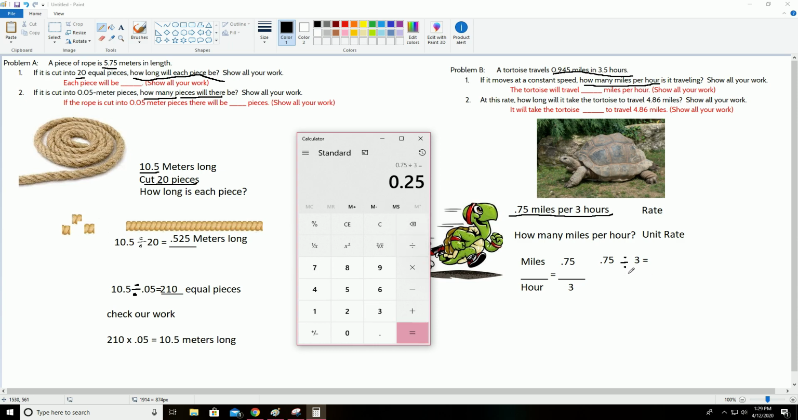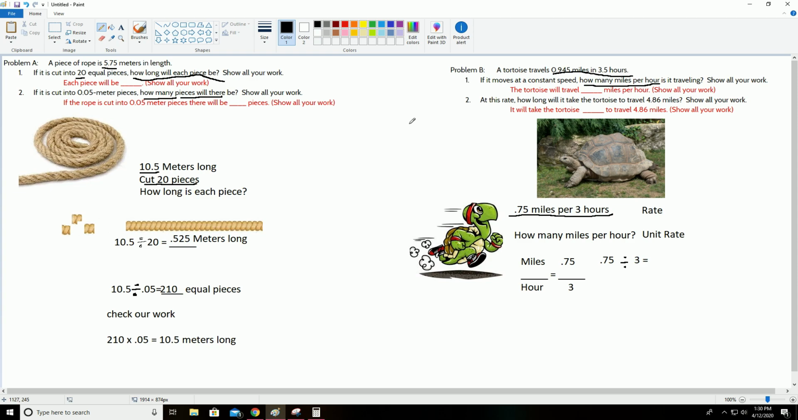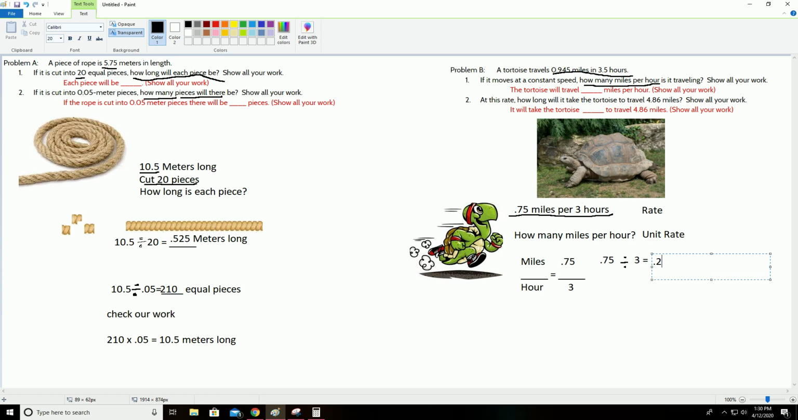So this is telling me per hour. Remember, this is miles. This is hours. Miles, hours. So here's what we found out. The tortoise in our example problem moved 0.25 or 25 hundredths miles per hour. Okay, you could also say a quarter mile per hour, because I need 4 quarters to make a dollar or 4 quarter miles to make one whole. So 25 plus 25 plus 25 plus 25 would be 1 mile. So that's why I'm saying a quarter mile. That would be another way to represent that.